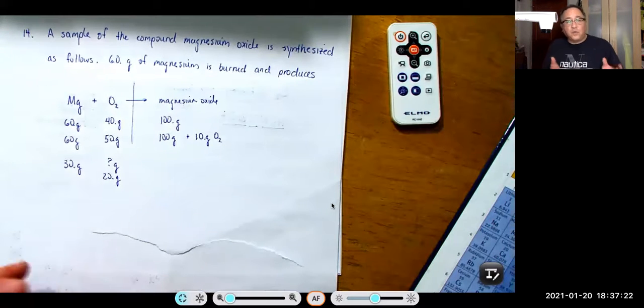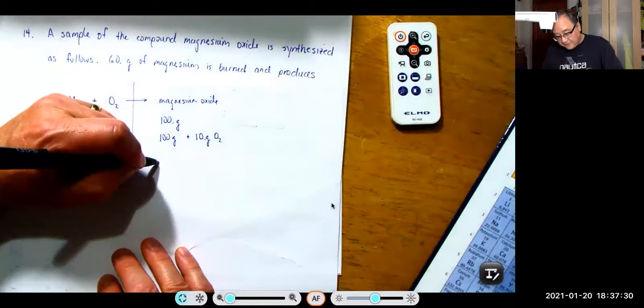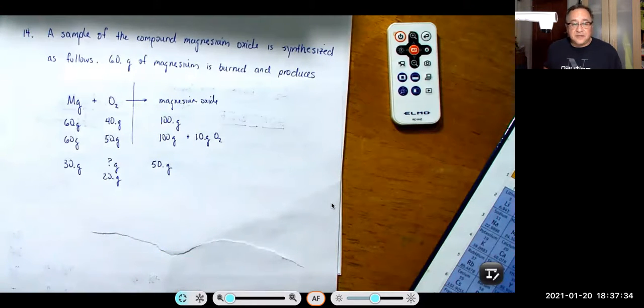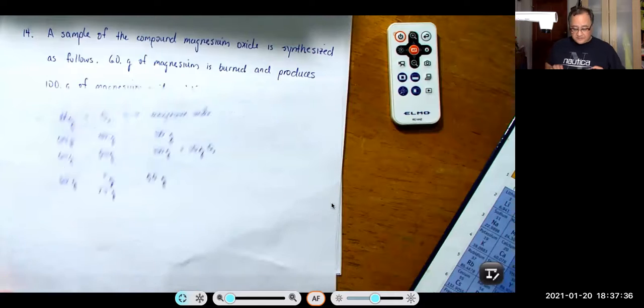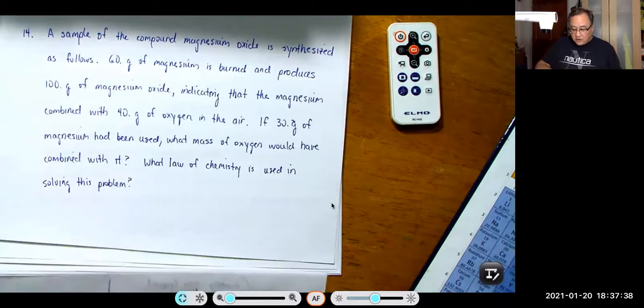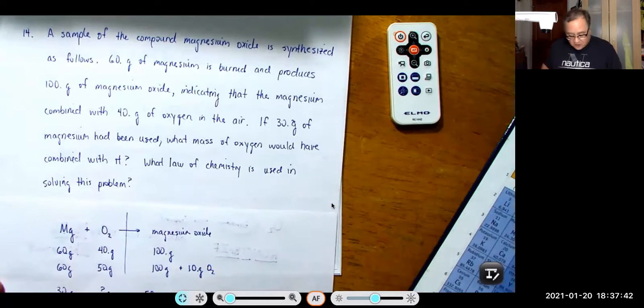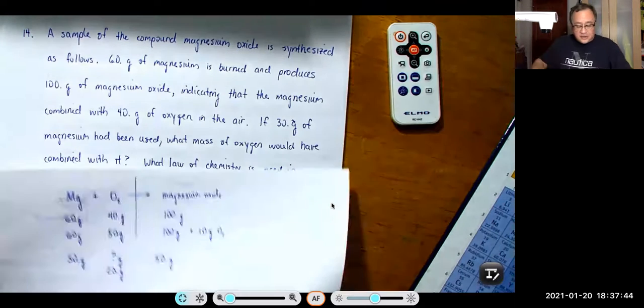Now let's do one more step. How many grams of product would we expect? And if you said to yourself, 50 grams, you are correct. Any questions there? So what law of chemistry is used in solving this problem? The law of the conservation of matter.